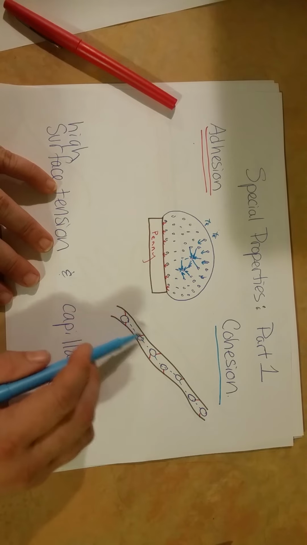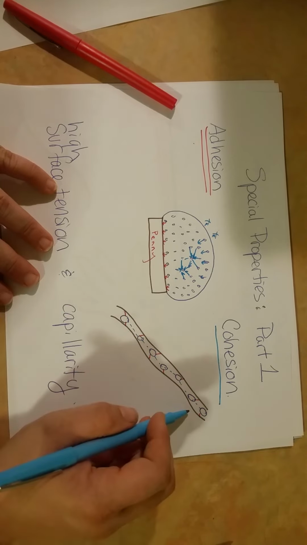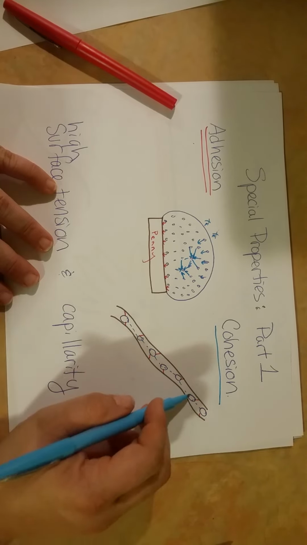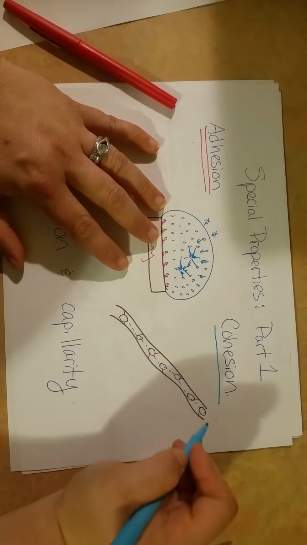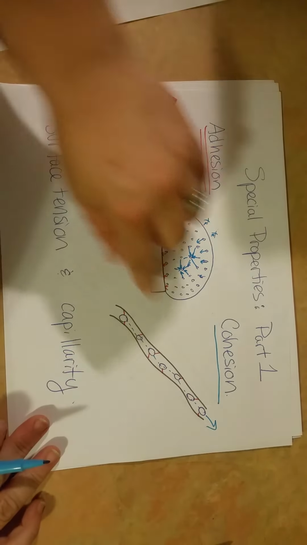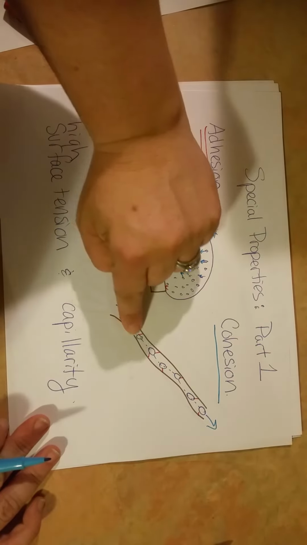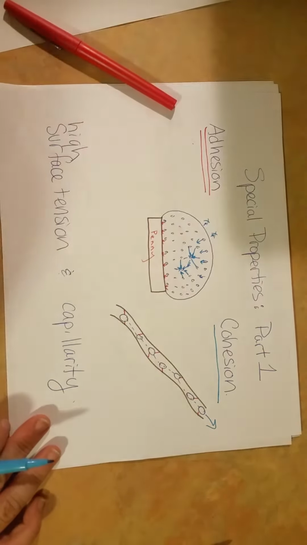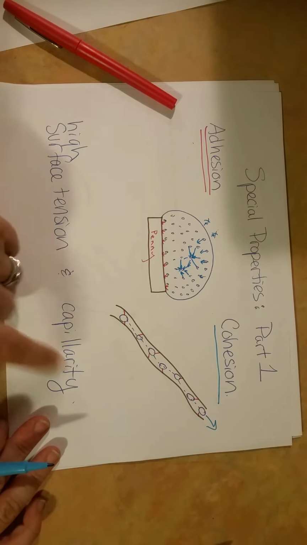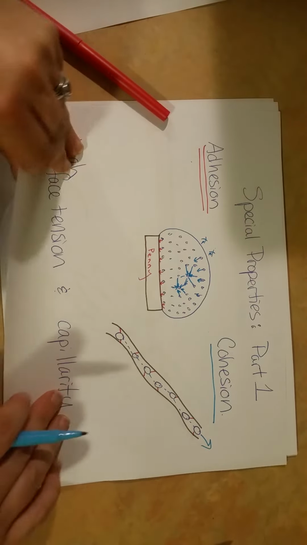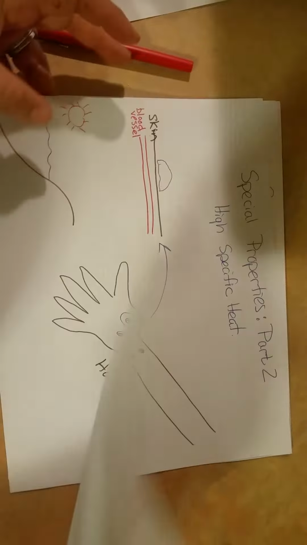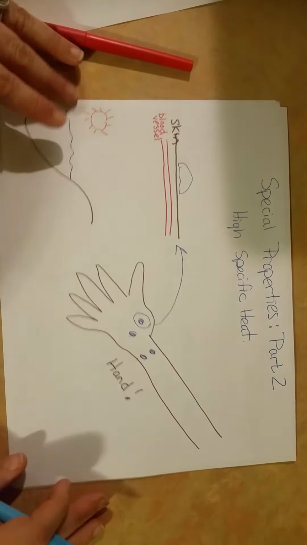These adhesive bonds keep the water attached to the tube, and if this molecule is pulled up by some force, these cohesive bonds bring all of this column of water with it. And that is what capillarity is, and it has to be a small, thin tube. Okay, on to special properties number 2, high specific heat.